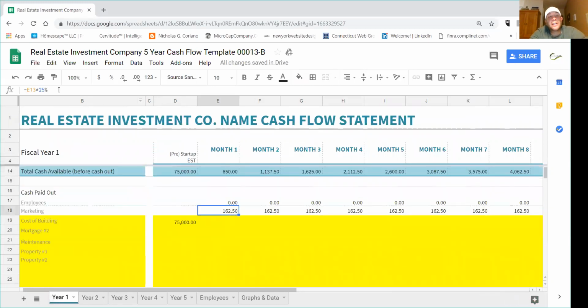Marketing, I put in as an expense at 25%. We can put that down to 0 too. I just wanted to show you guys how to do the formula.